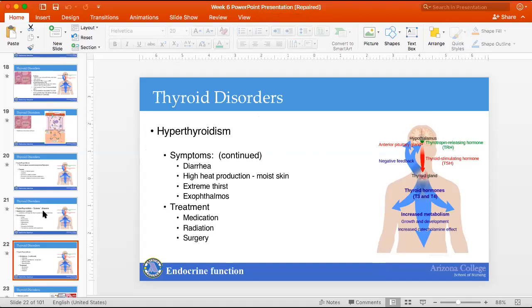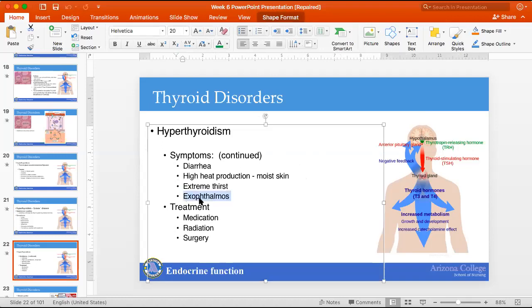Other symptoms being diarrhea, high heat production, moist skin, extreme thirst, and exophthalmos. What this is, you may have seen someone like this. This is bulging eyes. So if you look this up, it's almost like people who have this Graves' disease and have this exophthalmos, it sort of looks like a cartoon when you'd see their eyes pop out, or kind of this bulging appearance to their eyes.